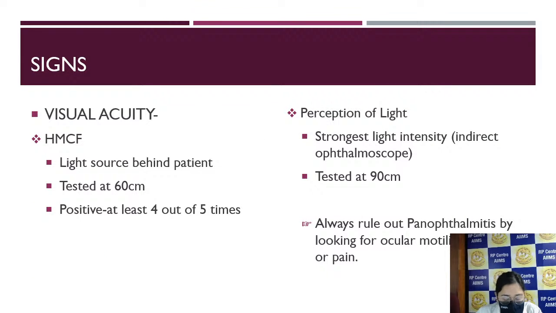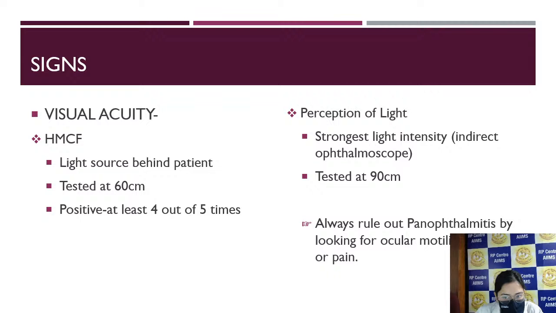Coming on to the examination. After a thorough history as to where the surgery was done, how long the surgery took, and a history of diabetes and other immunocompromised states, we go on to ocular examination. The first thing that we do is check the visual acuity.